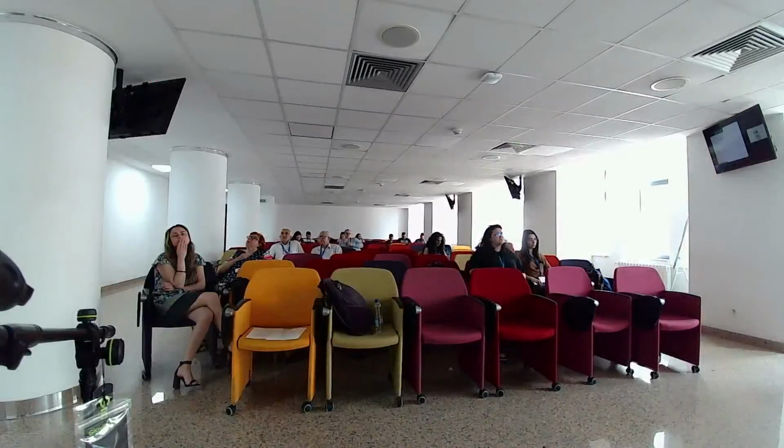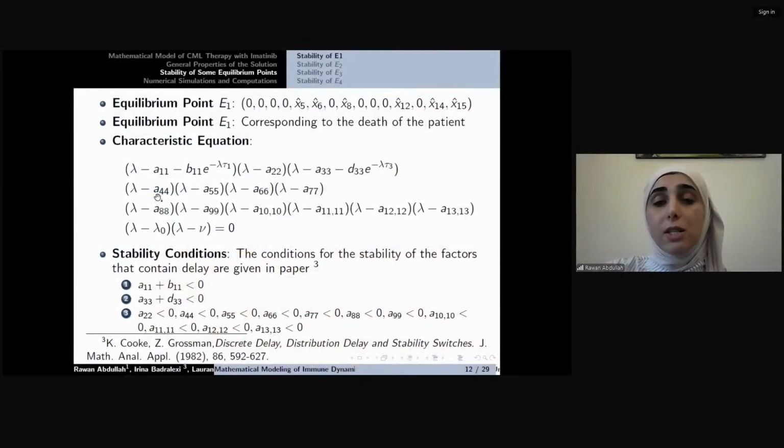Now let's move to the first equilibrium point, in which we will talk about the stability of it. The first equilibrium point corresponds to the death of the patient, in which this is the characteristic equation of it, and this is the stability conditions, in which we utilize this paper in order to study the stability of this equilibrium point and state these conditions.